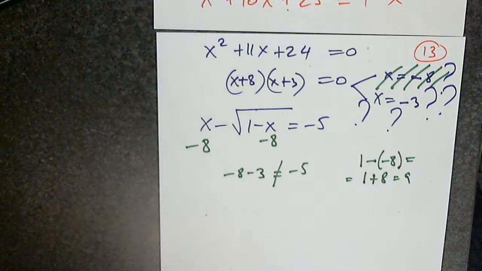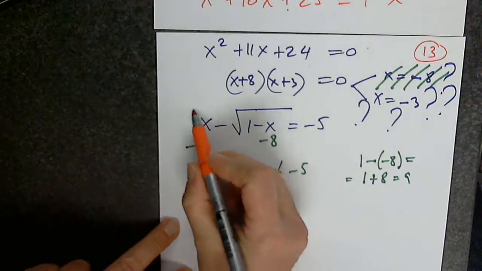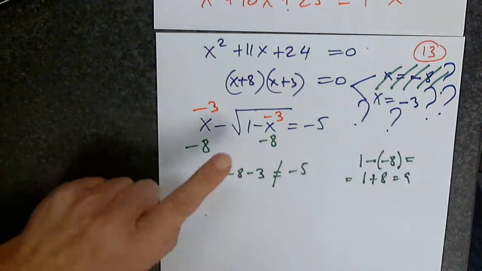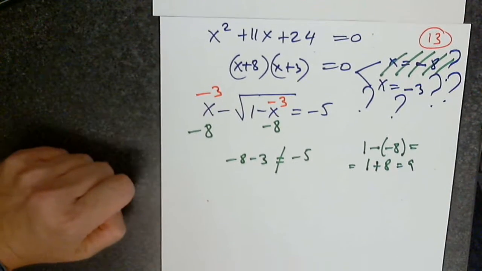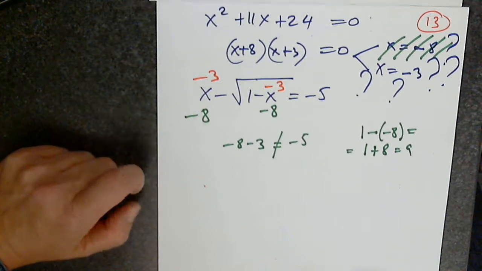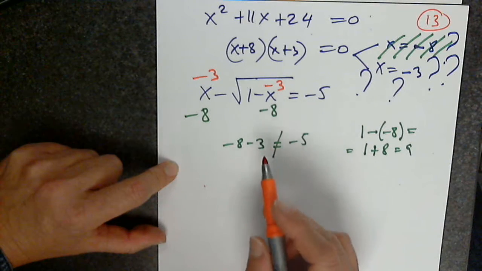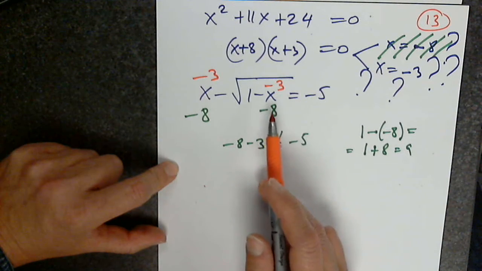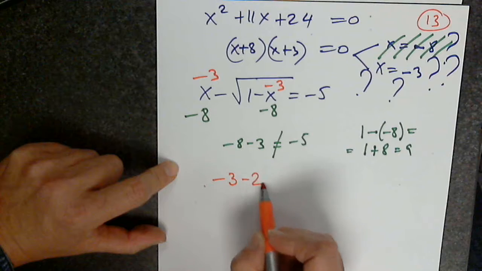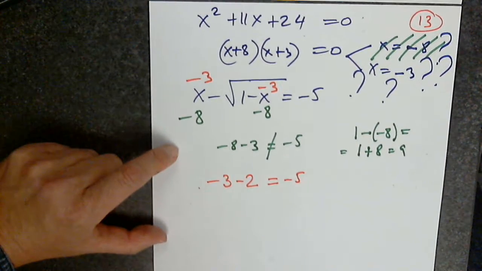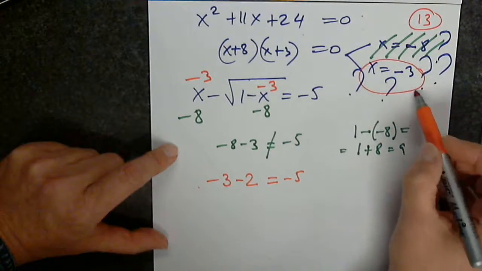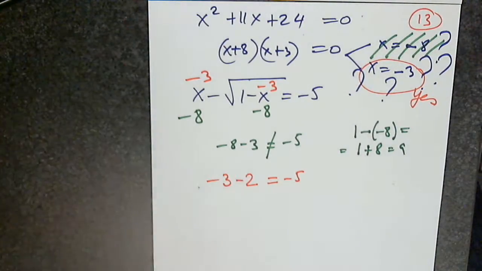I'm checking negative 3. 1 minus negative 3. 4. Let's go to 4. 2. Negative 3 minus 2. Does this equal negative 5? So another equation that has only one solution.